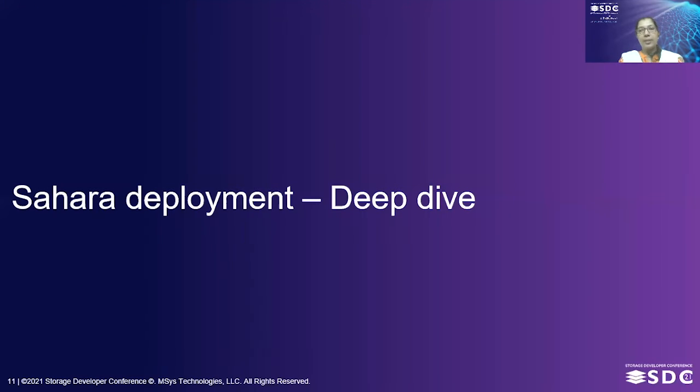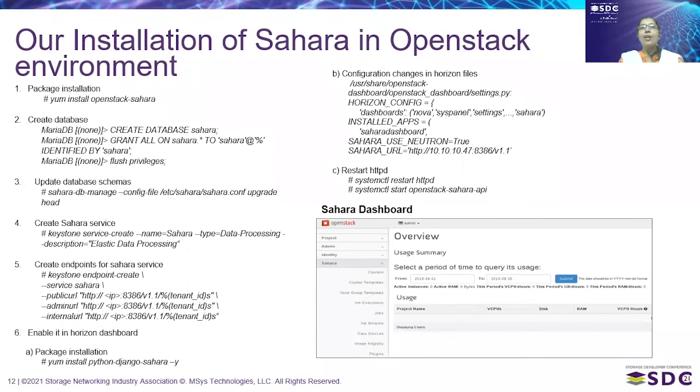And we shall see Sahara deployment, a deep dive. This is how we install Sahara in an OpenStack environment. First, we need to install the OpenStack Sahara packages, create the necessary database and provide its proper permissions. We need to create a Sahara service similar to other OpenStack services and create endpoints. To make Sahara visible in our Horizon UI, we need to follow these steps. After these steps, a final restart of Apache and OpenStack Sahara is required to make the changes effective.